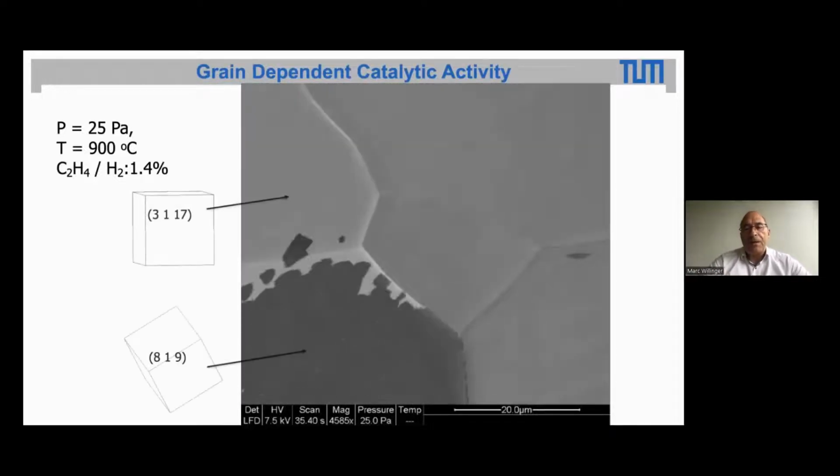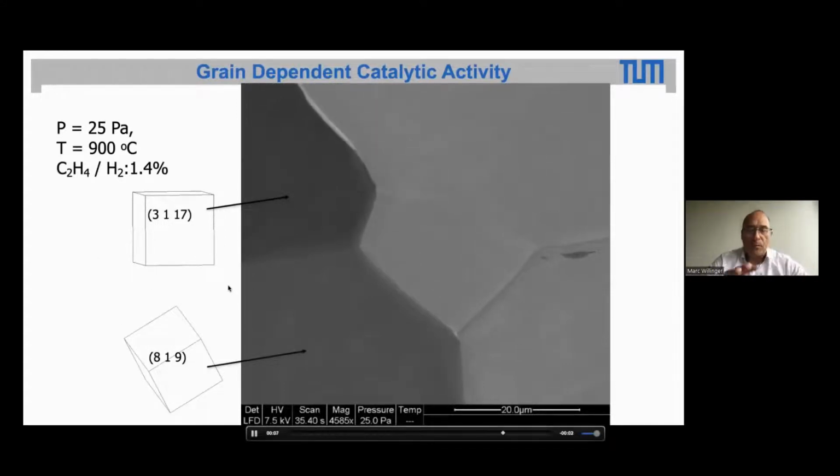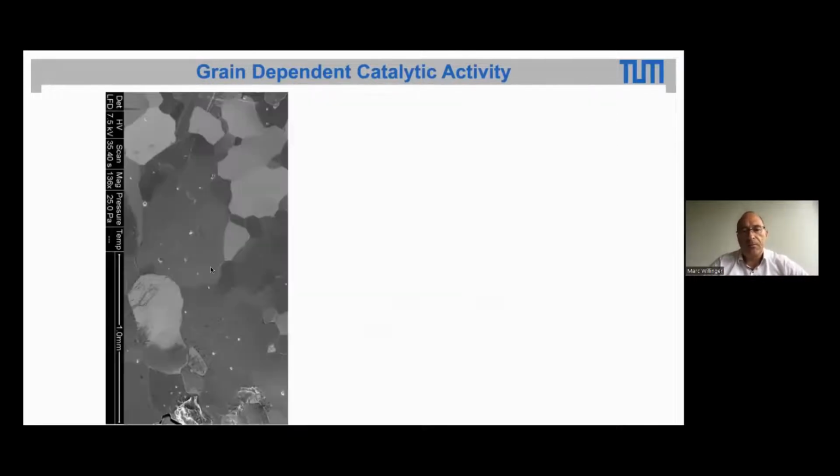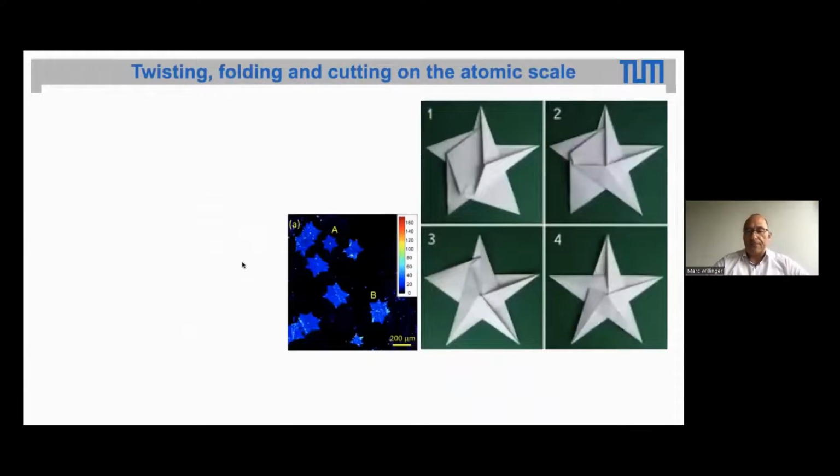So we can map the activity of a surface for graphene growth as a function of the grain orientation. And when you do this for many grains, you get statistics, and you can analyze that and learn a lot about graphene growth.